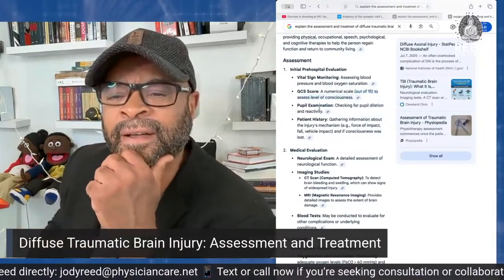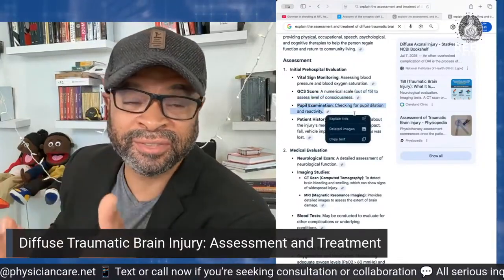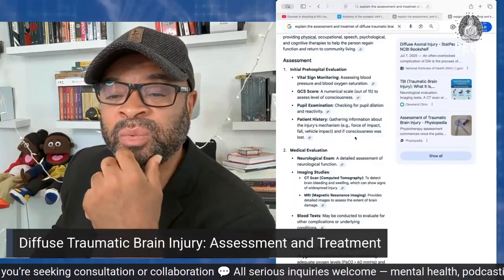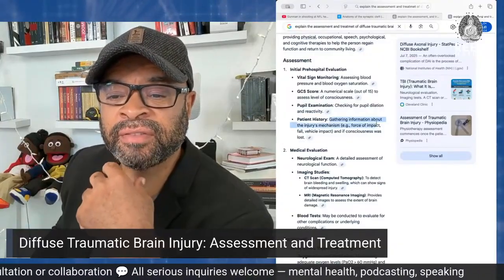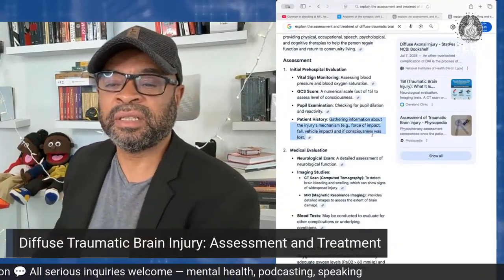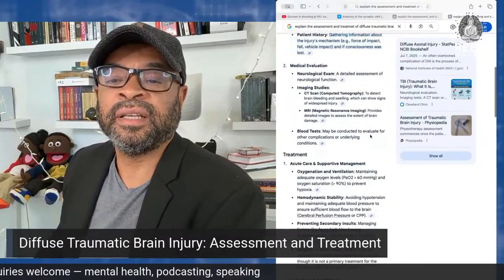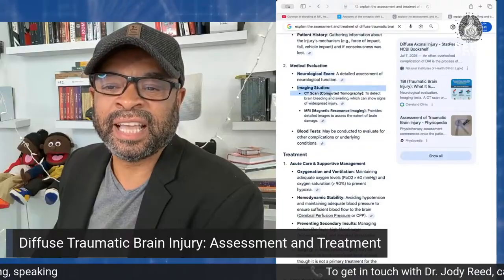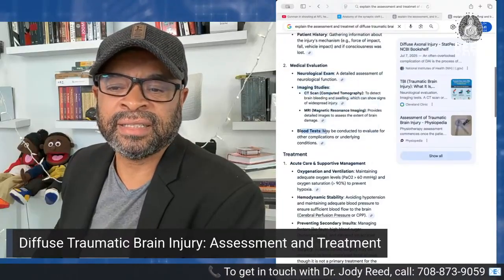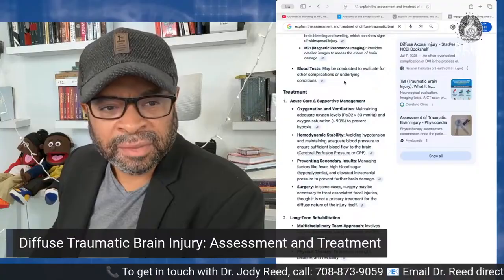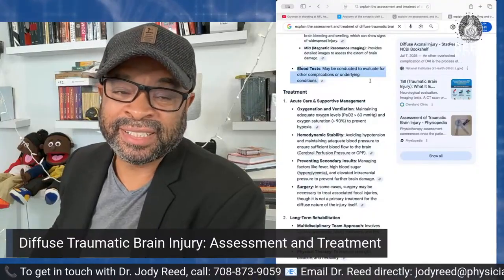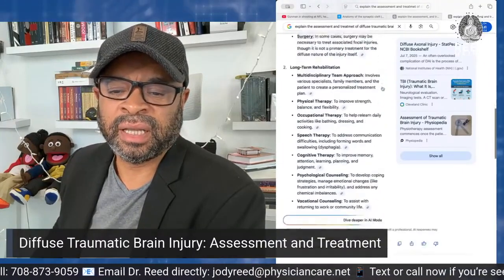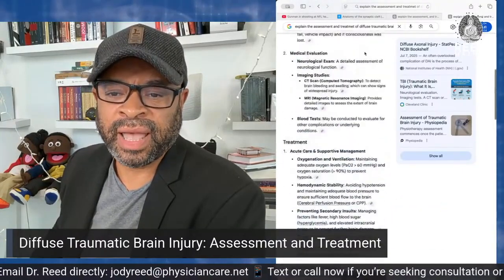And so, great. Next, pupil examination, pupil dilation. See if those tracts are functioning well. Get the patient history, gather information about the injury, and if consciousness was lost. Okay. A medical evaluation, so of course, neural exam, CT scan most likely, blood tests. Right. If they come in confused or agitated, you're going to need blood tests to see what's going on.